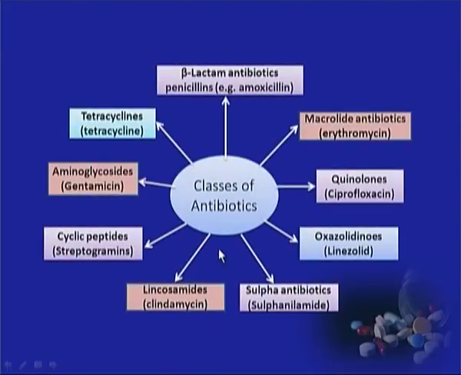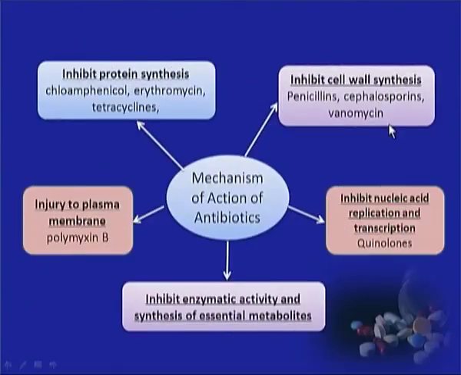As you can see, this is a picture of antibiotics. These are different classes of antibiotics, which depend on the structure. This one is beta-lactam antibiotics, tetracyclines, aminoglycosides, cyclic peptides, lincosamides, sulfa antibiotics, oxazolidinones, quinolones, macrolide antibiotics. We can also classify antibiotics on the basis of mechanism of action.